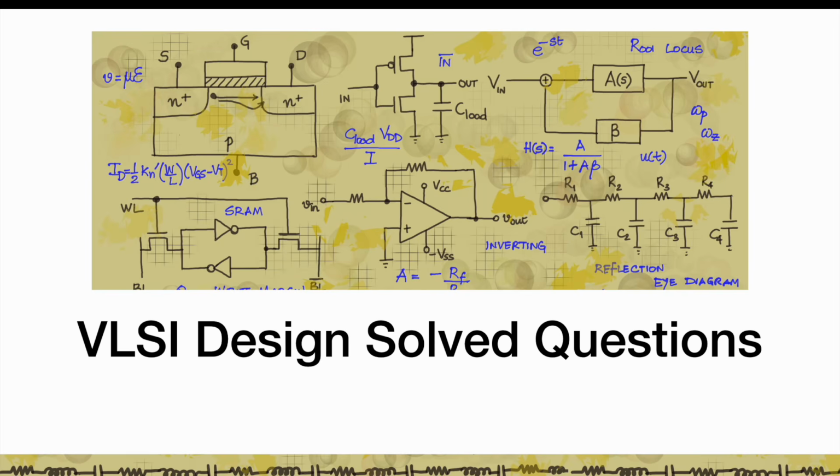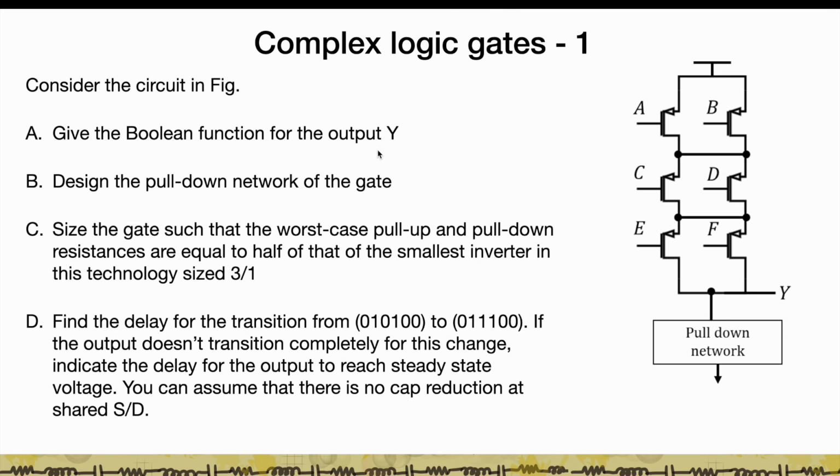In this video, let's look at a few more questions on complex logic gates. So consider the circuit given in the figure. Give the Boolean function for the output Y. Design a pull-down network for the gate.